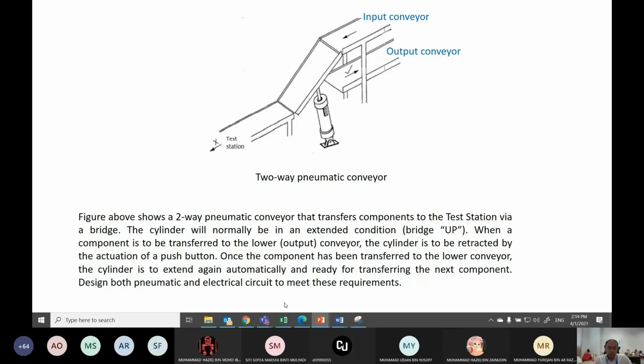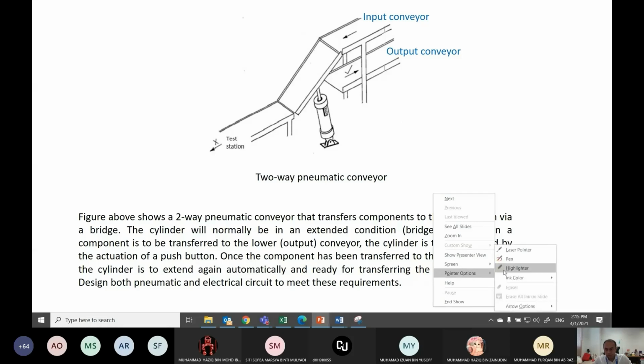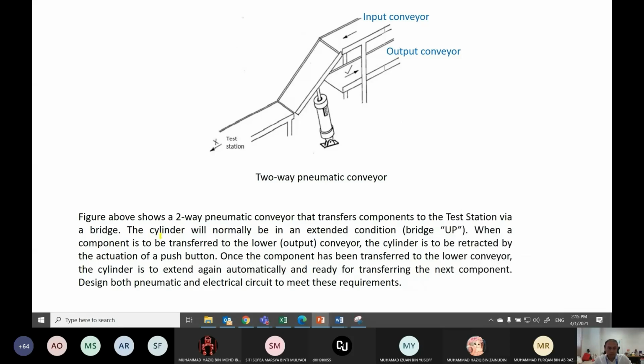So you can see this is the example for a two-way pneumatic conveyor. The first thing you have to do is, of course, to read the question very carefully and try to highlight any important requirement that you have to have in your design. So, okay, let's just read this together.